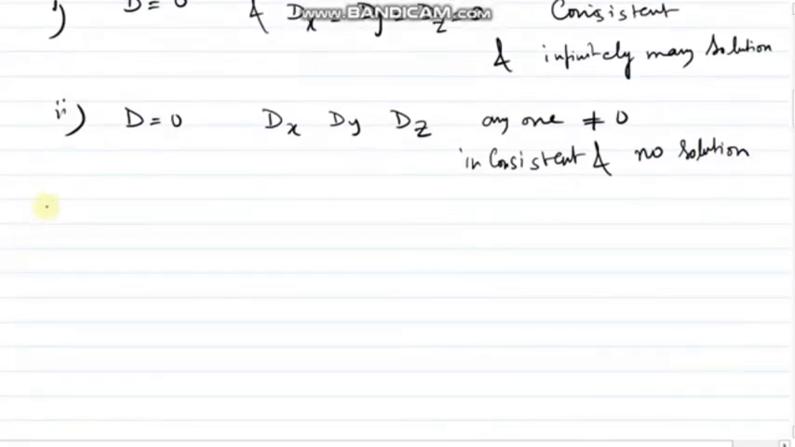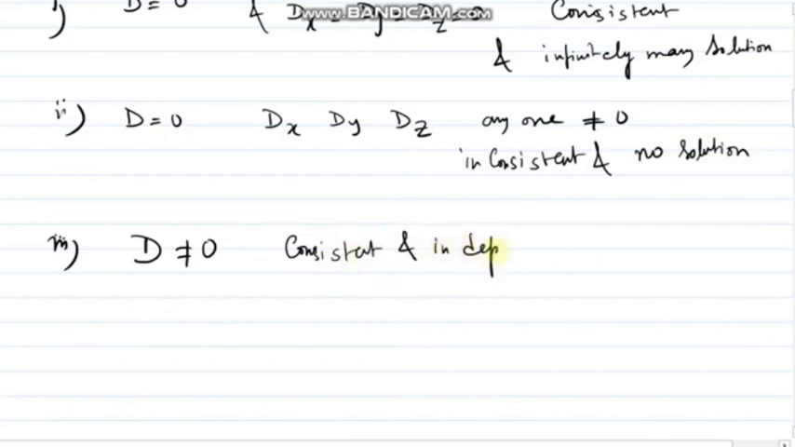Now the third point: if d is not equal to 0, then we are only going to get a consistent and independent system, and we will get unique values of the variables. So that's the condition for a unique solution, which you have already learned in simultaneous linear equations. If you need, you can proceed further there.